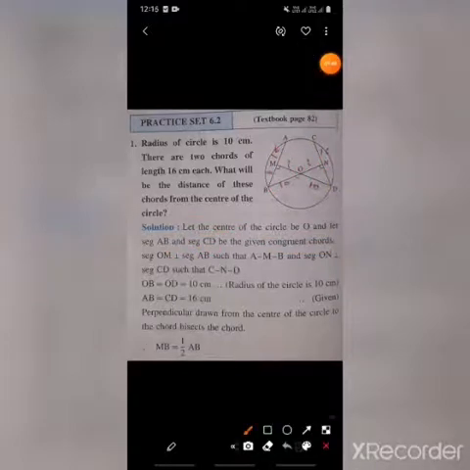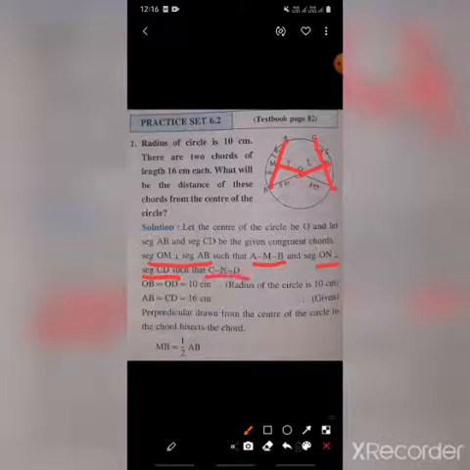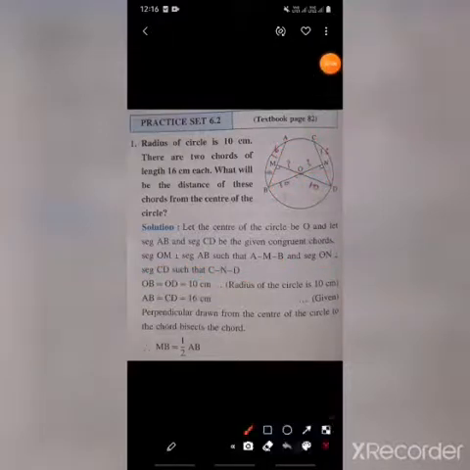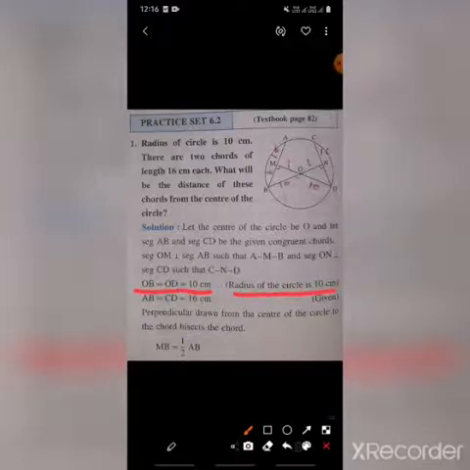Then segment OM is perpendicular to AB, and segment ON is perpendicular to CD, such that M and N are on AB and CD. Then OB is equal to OD is equal to 10 centimeter. Radius of a circle is 10 centimeter. Here is the given radius of a circle is 10 centimeter. So OB and OD is 10 centimeter.